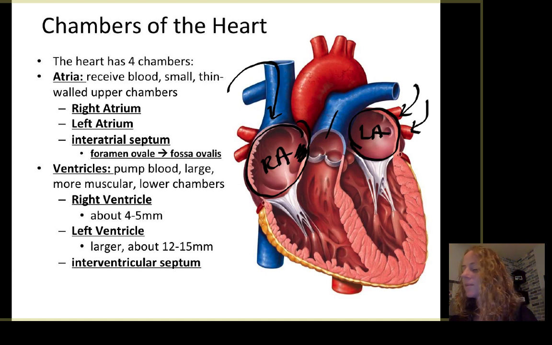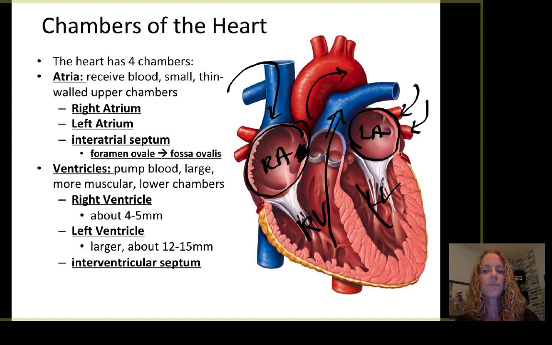The lower chambers of the heart are the ventricles. The right ventricle pumps blood to the lungs. The left ventricle is the lower left chamber, and it pumps blood to the body. Between the ventricles visible here, you can see the interventricular septum.